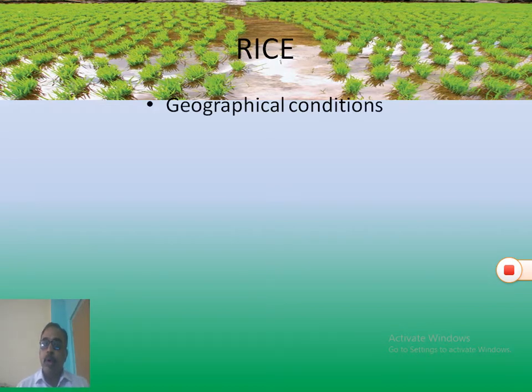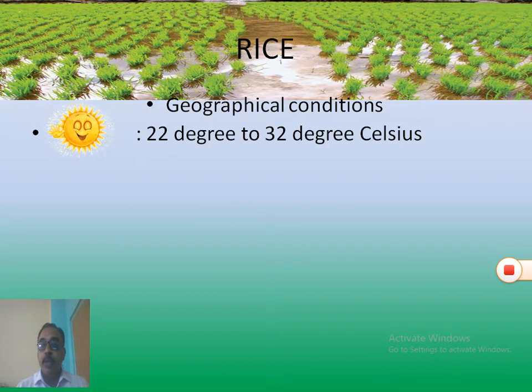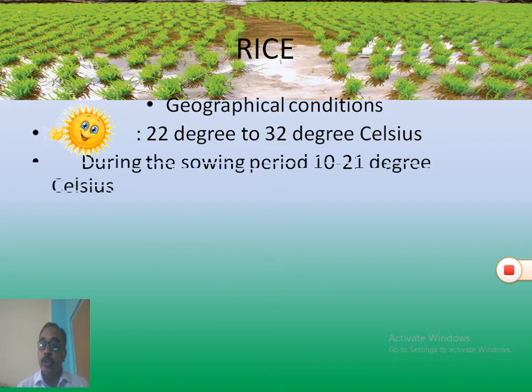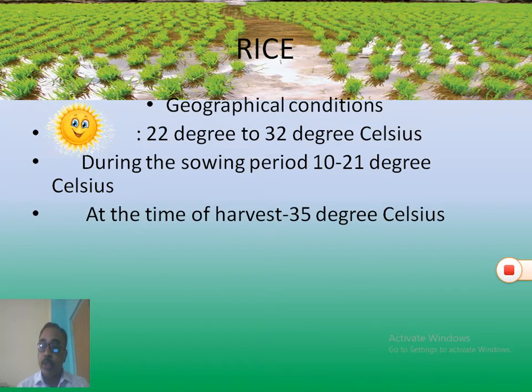What are the geographical conditions that are required for growing rice? If you see, rice is a tropical crop, and from the temperature itself you can understand that it needs a very hot climate, 22 to 32 degrees Celsius. During the sowing time, it requires 10 to 21 degrees, and during the harvesting time, it requires 35 degrees Celsius. So it really needs a very hot climate. Now, what about the rainfall?